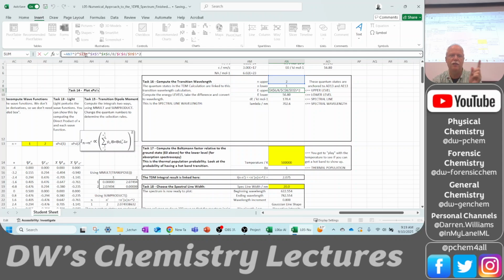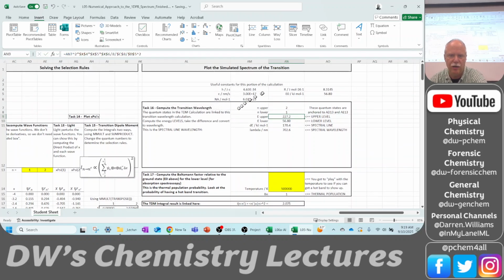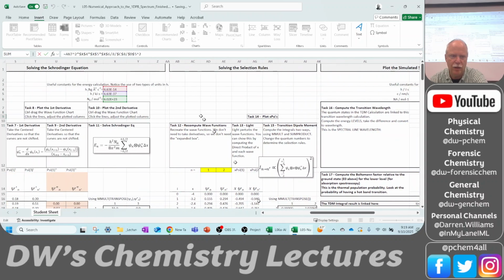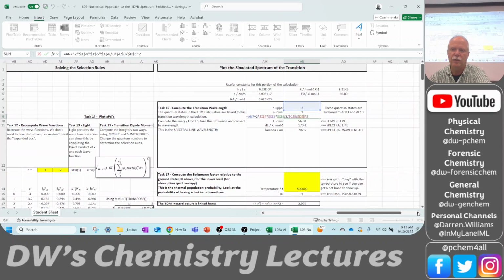We use the two constants, the two h constants. We have n squared right there. N is 2, and this is n squared. This is Planck's constant in one set of units and Planck's constant in another set of units. It's going over here to get those. So we have Planck's constant in angstrom squared to cancel out the length, and Planck's constant in kilojoule seconds to give us kilojoules per mole. Then we have Avogadro's number too. So that's the analytical energy for state 2.